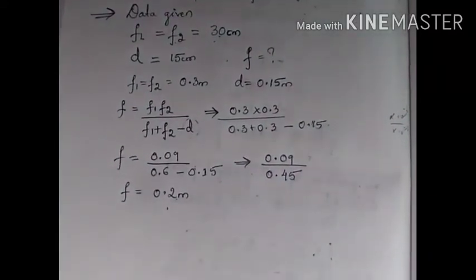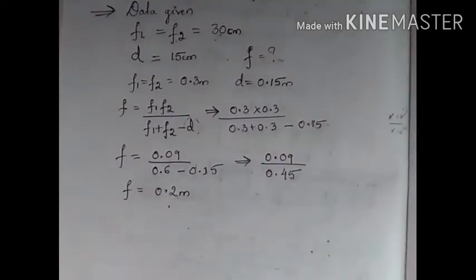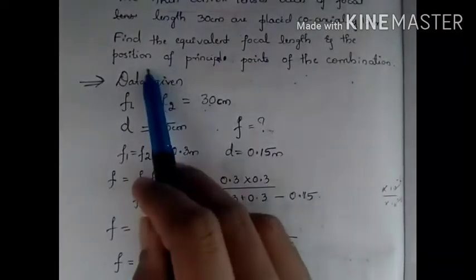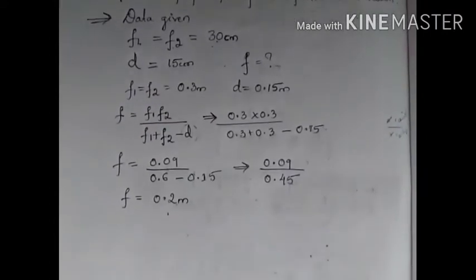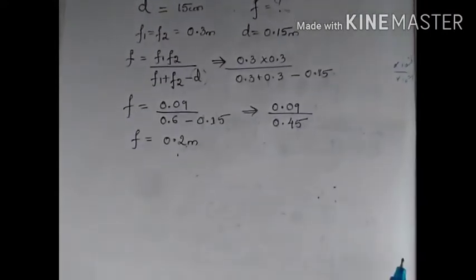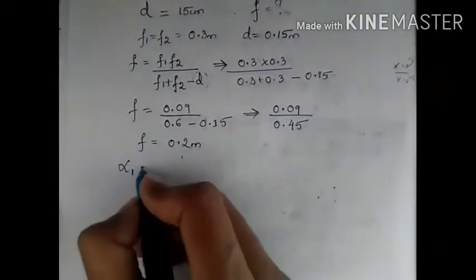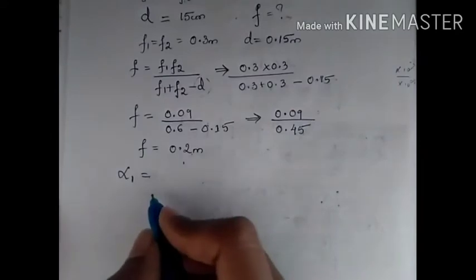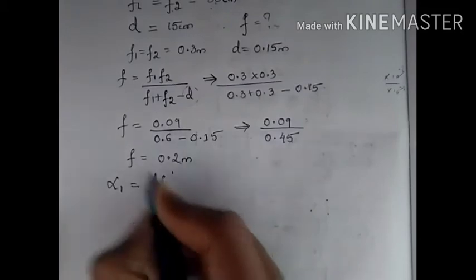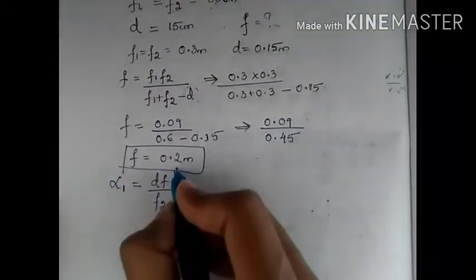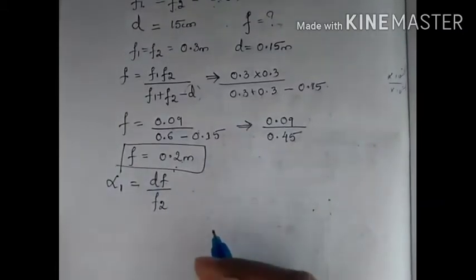Now let us find the position of the first principal point and the position of the second principal point. So he has asked, find the position of principal points. So let us find that. The first is alpha 1 and the second is alpha 2. So alpha 1 and alpha 2 we have to find. Let us write the equation for alpha 1. Alpha 1 is df by f2. So this small f here denotes the equivalent focal length of two thin lenses which are separated by a finite distance.